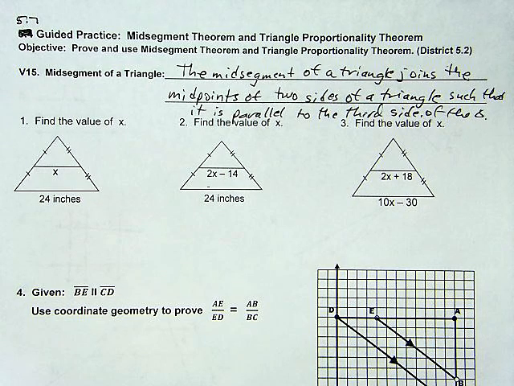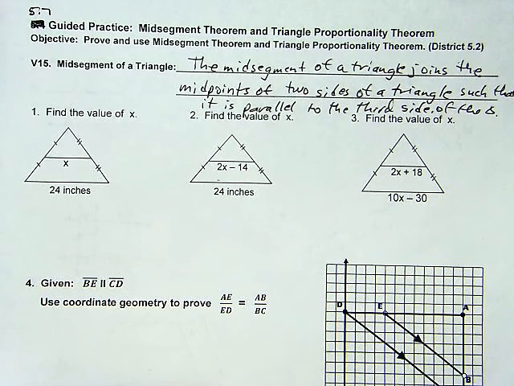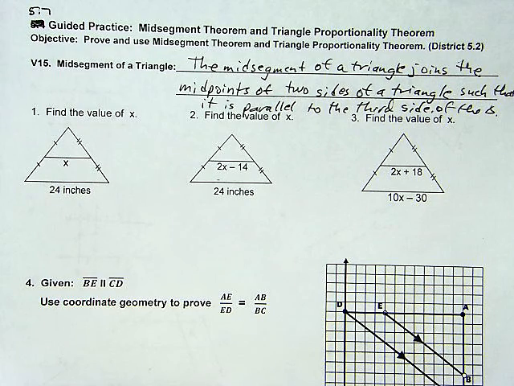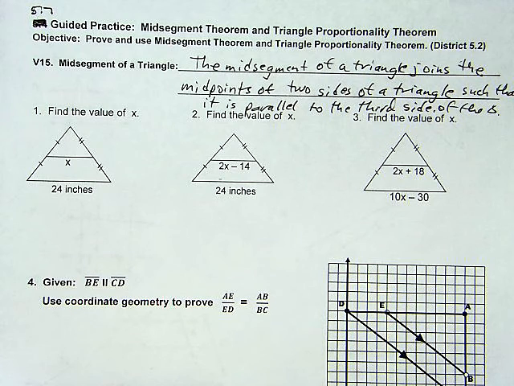So, guided practice 5.7 looks again, a second look at the mid-segment theorem, but we are going to move into the triangle proportionality theorem, and that's going to be the major focus of this lesson, along with the proportional ratio that's formed by parallel lines. So we're going to be looking at proportionality as it relates both to triangles and parallel lines.